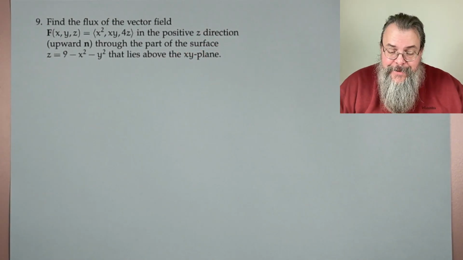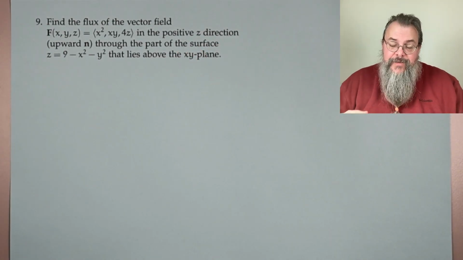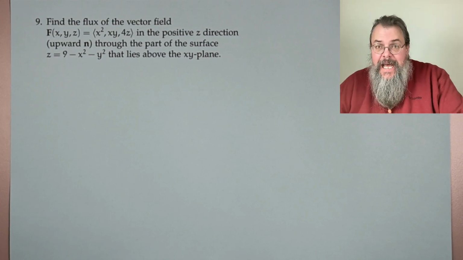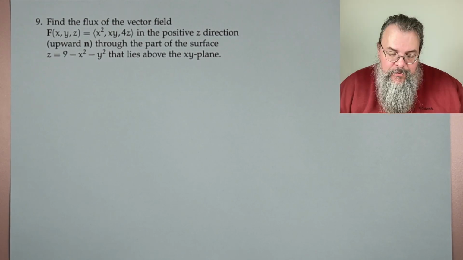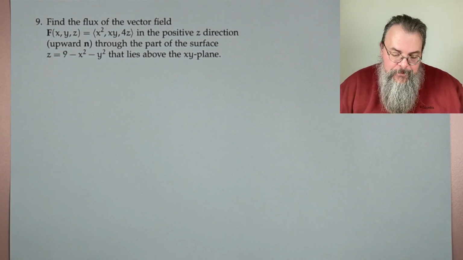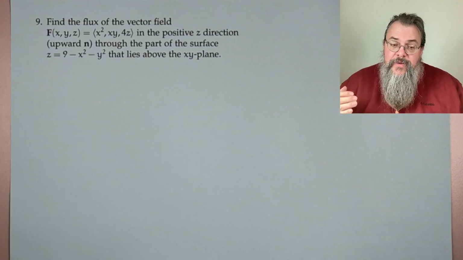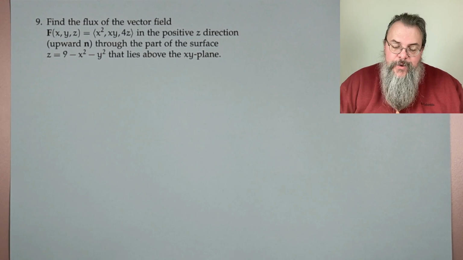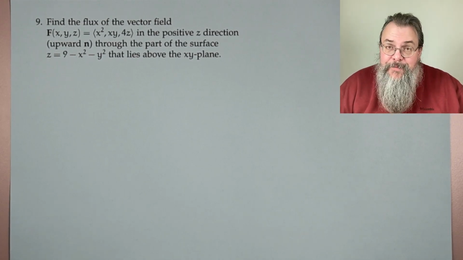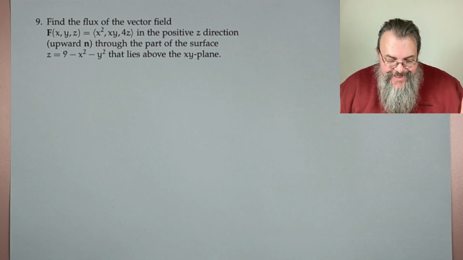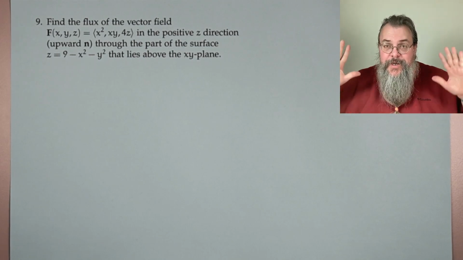Find the flux of the vector field F of x, y, z equals x squared, xy, 4z in the positive z direction, which means upward pointing normals n, through the part of the surface z equals 9 minus x squared minus y squared that lies above the xy plane. Okay, there's a lot of words here. Let's make sure we understand what's going on.